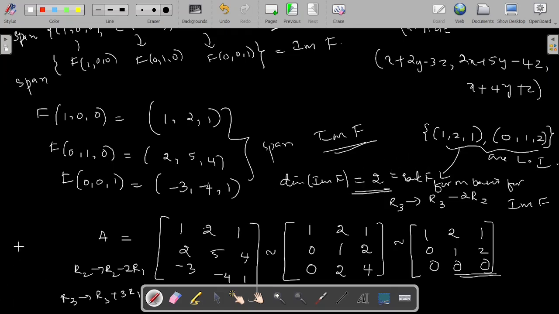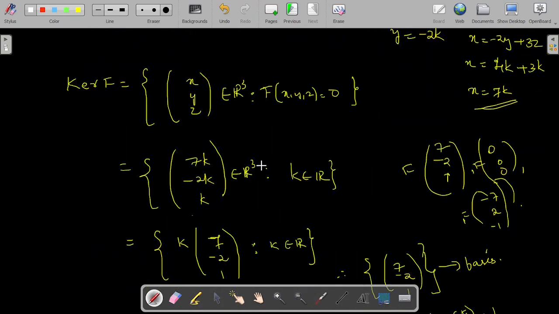Okay, so you can verify the rank nullity theorem also. Rank of F plus nullity of F equal to dimension of R cube. Is it true? We got rank of F as 2 plus nullity of F we got as 1, which is equal to 3. Rank nullity theorem is also verified. So this is how you find the dimension of the image of the transformation and the dimension of the kernel of the transformation when the given transformation is not a simple transformation.